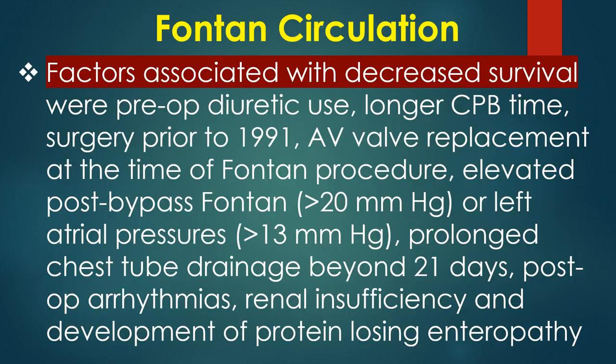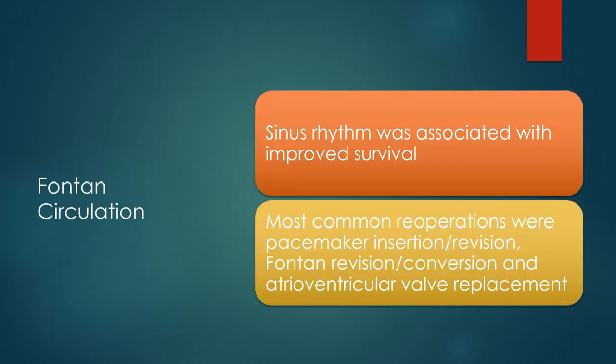Factors associated with decreased survival were preoperative diuretic use, longer cardiopulmonary bypass time, surgery prior to 1991, atrioventricular valve replacement at the time of Fontan procedure, elevated post-bypass Fontan or left atrial pressures, prolonged chest tube drainage beyond 21 days, post-operative arrhythmias, renal insufficiency, and development of protein-losing enteropathy. Sinus rhythm was associated with improved survival.